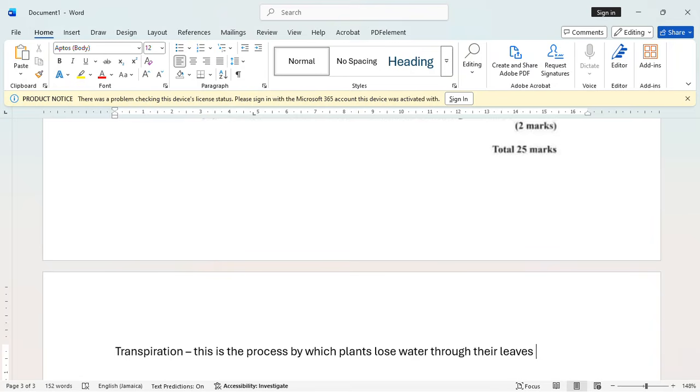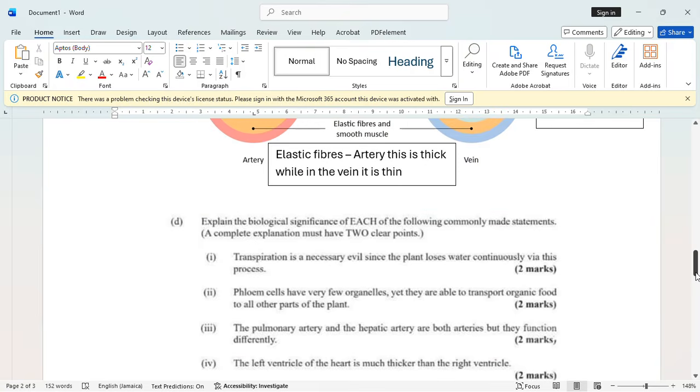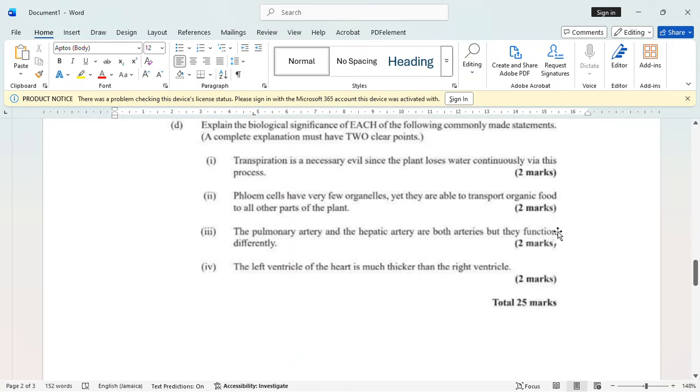The process by which plants lose water through their leaves is transpiration. So just to clarify, it says explain the biological significance of each of the following commonly made statements. A complete explanation must have two clear points. All right. So transpiration is a necessary evil since the plant loses water continuously via this process.